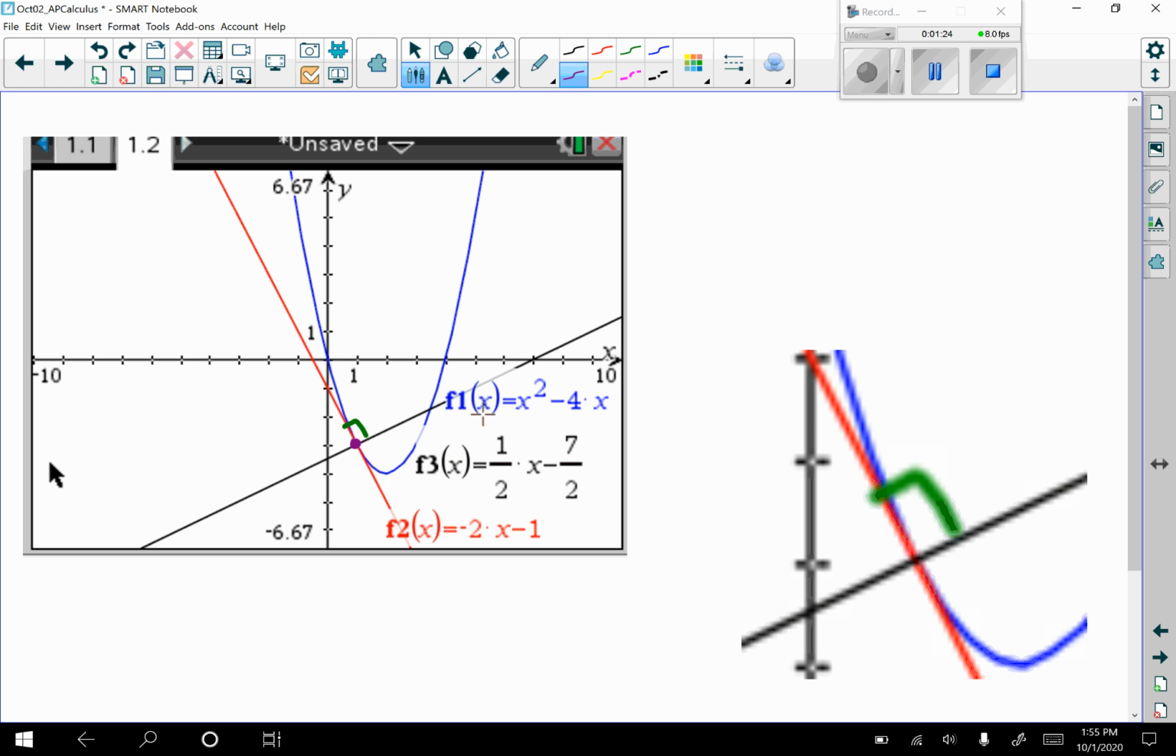Now, these may not look quite perpendicular, and it's just because of the window that we're looking at. So it's going off to 10 to the right and the left, but only up 6 2/3, down and 6 2/3 as well.